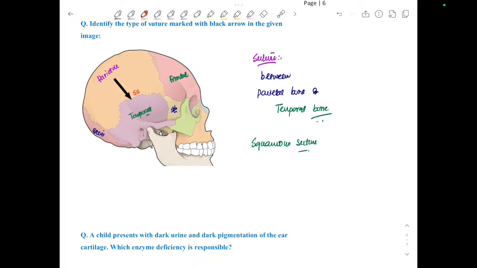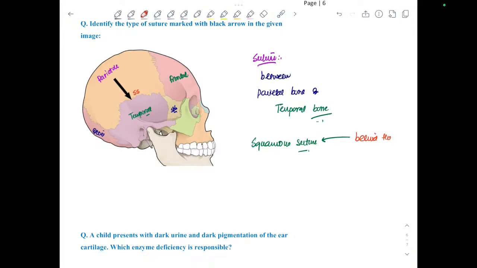Now here you can see this is the pterion, right? The junction of four bones is the pterion, and I think most of you must know the neurosurgical importance of pterion, that just behind it is the middle meningeal artery. This is the weakest part of the skull. So if there is any fracture in this area, it can injure the middle meningeal artery, resulting in epidural or extradural hemorrhage.